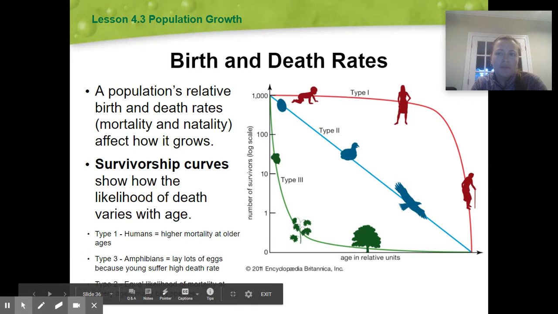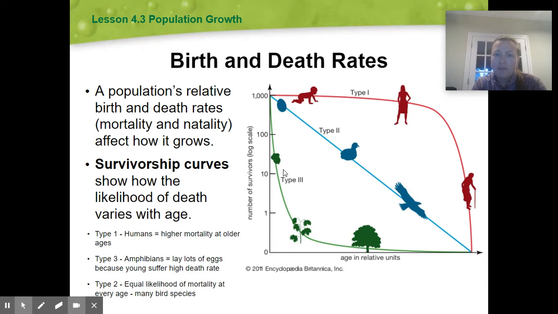And those eggs are food sources. They're supposed to be there. Acorns, because the tree drops so many, acorns are food sources for other animals. So it's part of the whole ecology that they do this. And then we have this type 2 survivorship curve where there's an equal amount of likelihood that they're going to die at any age. And that's a lot of bird species, right? So that's survivorship curve. It's going to tell you the likelihood of death at different ages.